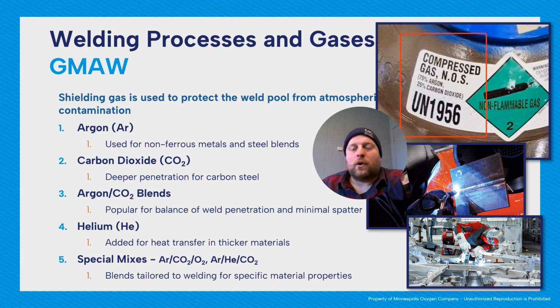If you wanted to go to a spray transfer, a spray transfer puts down a ton of metal, usually for thicker things. To do that, you need to increase your wire feed speed, increase your voltage, and you need to change your gas. The gas needs to have at least an 80% argon component. Most folks do a 90-10, so 90% argon, 10% CO2.